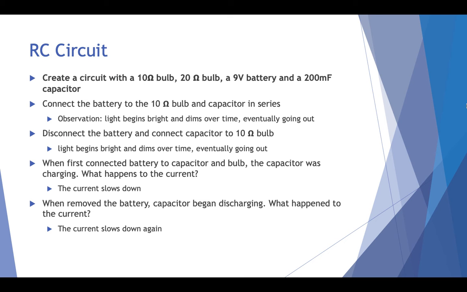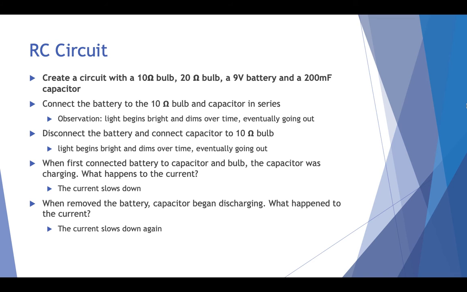So then I created a circuit with a 10 and 20 ohm bulb and a 9 volt battery and a 200 mF capacitor. So I connected the battery and capacitor in series and observed that the light began to dim over time and eventually went out. And then the exact same thing happened when I disconnected the battery and connected the capacitor to the 10 ohm bulb.